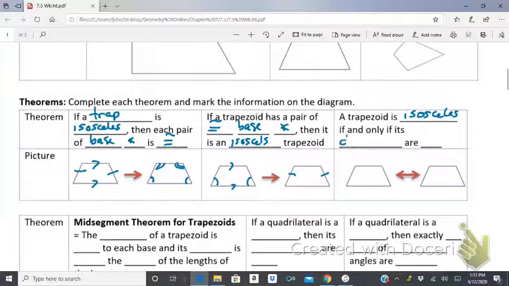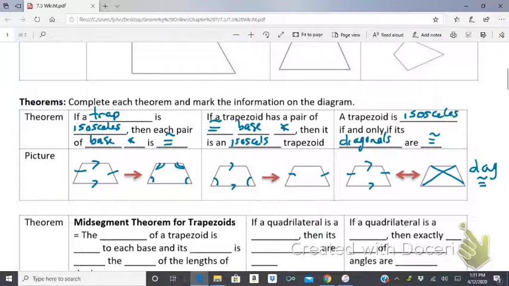if and only if its diagonals are congruent. So if it's an isosceles trapezoid, then that means that these diagonals right here, so I'm going to write diagonals congruent, are congruent.